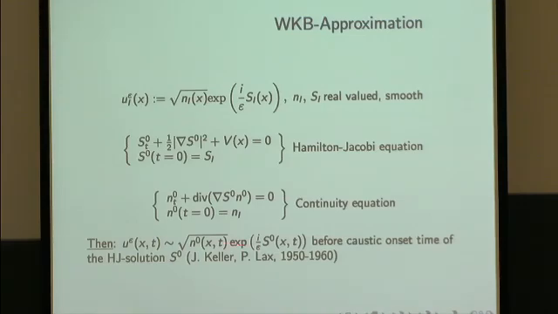Now there's a theory by Joe Keller, Peter Lax, and others from the 50s and 60s, which basically says that before the development of singularities of the Hamilton-Jacobi equation, that is, before the caustic onset time of the Hamilton-Jacobi solution S0, you can approximate the wave function through the solution of the Hamilton-Jacobi and continuity equations, and actually the approximation is accurate to order epsilon in L2. Now, if you want to know what happens after caustics, the situation is very complicated, and this involves works by Maslov, phase shifts, and so on and so on.